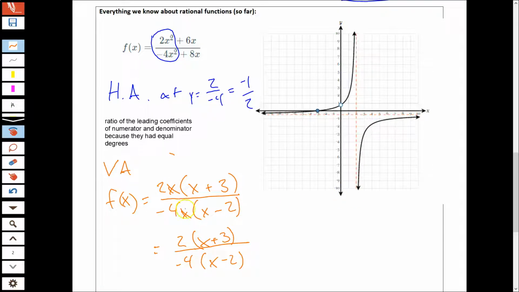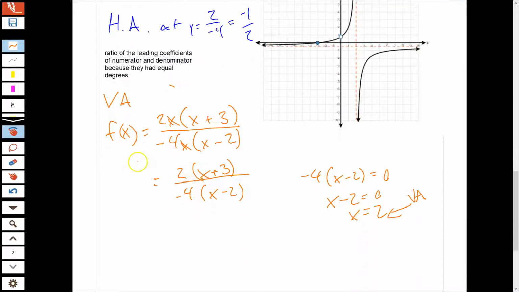And then my vertical asymptote is where my denominator is equal to 0, right? After I've factored and canceled out any terms that show up in both. So I'm going to set the denominator equal to 0. Divide both sides by negative 4, that does not change 0, right? And I get x minus 2 equals 0, and then I get x equals positive 2 when I add 2 on both sides. So that's my vertical asymptote. I'm going to write vertical asymptote at x equals 2 because it is that vertical line that I see.